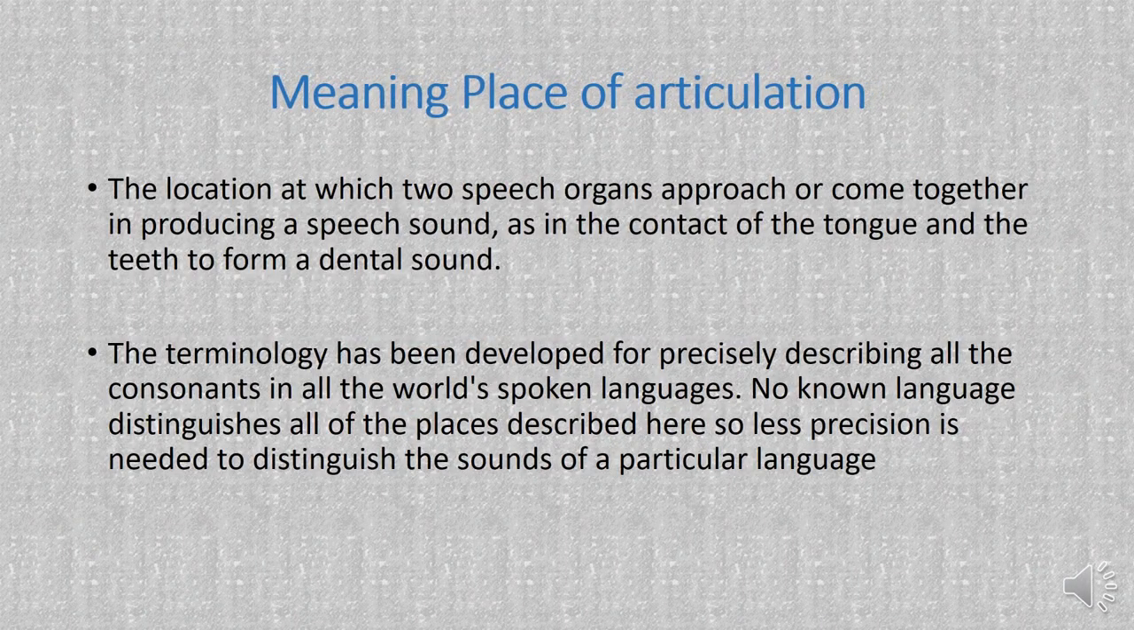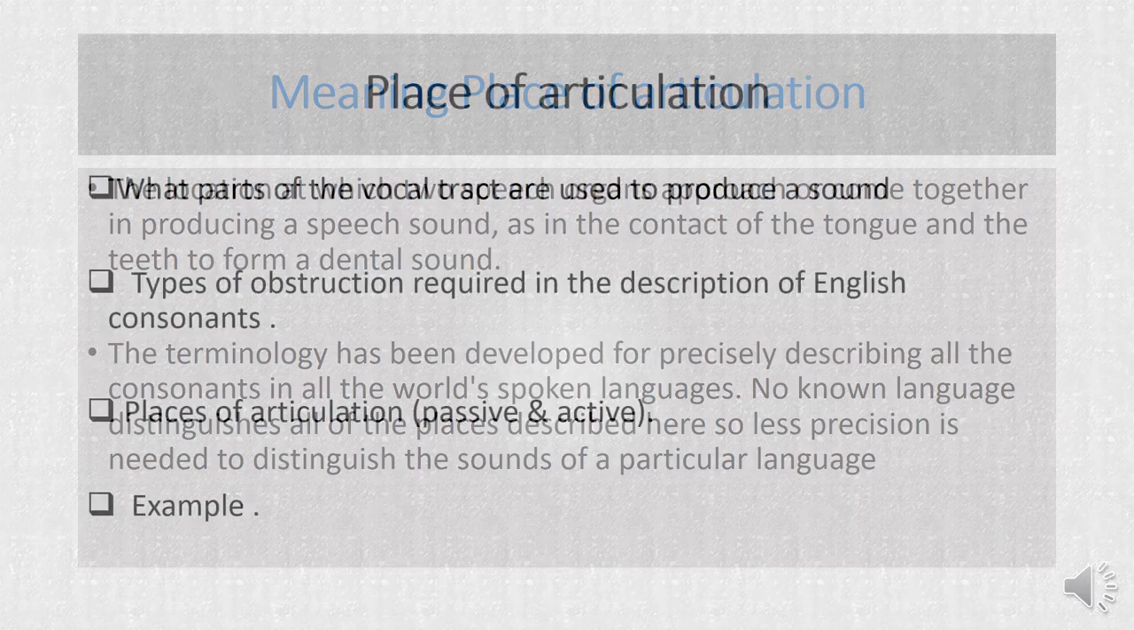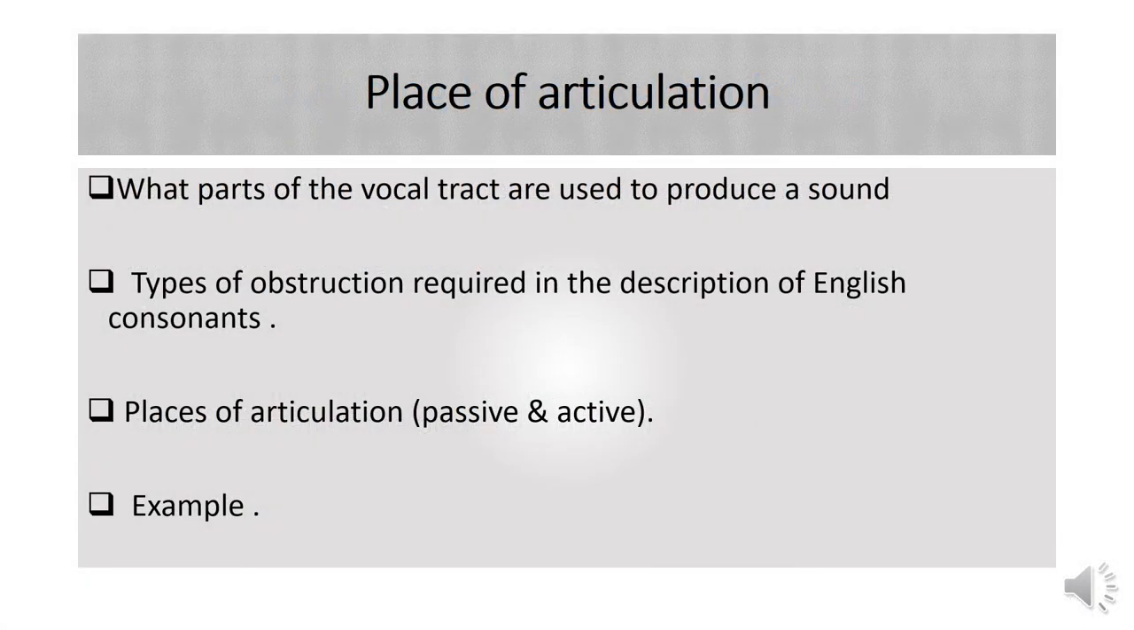First, the location at which two speech organs approach or come together in producing a speech sound, as in the contact of the tongue and the teeth to form a dental sound. Second, terminology has been developed for precisely describing all the consonants in all the world's spoken languages. No single language distinguishes all of the places described here, so less precision is needed to distinguish the sounds of a particular language. So now I will talk about several topics for the place of articulation.